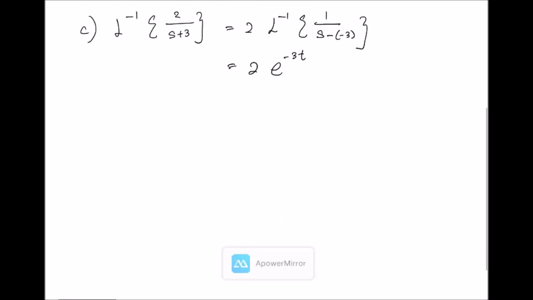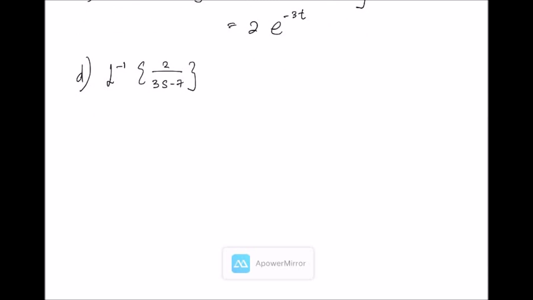Okay, now we move to another example. Inverse Laplace transform of 2 over 3s minus 7. Okay, so now the s here has a 3. We need to fix up the function of s. So this one is by dividing by the constant 3. So to do this, I will divide by 3.